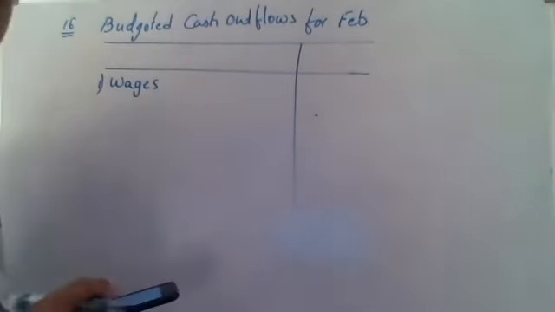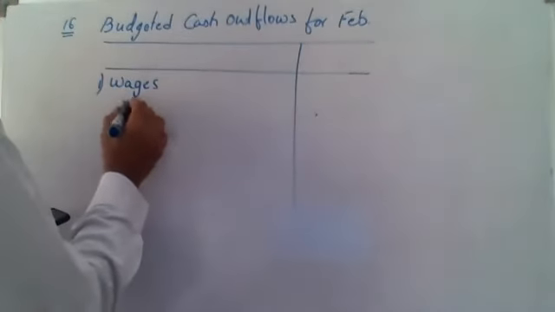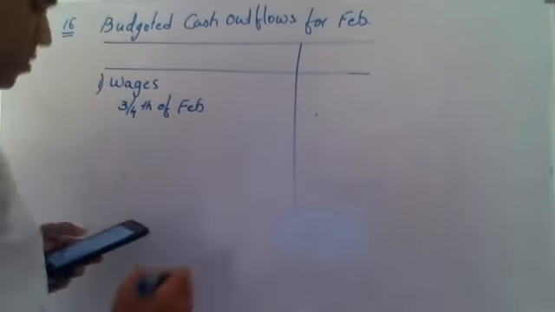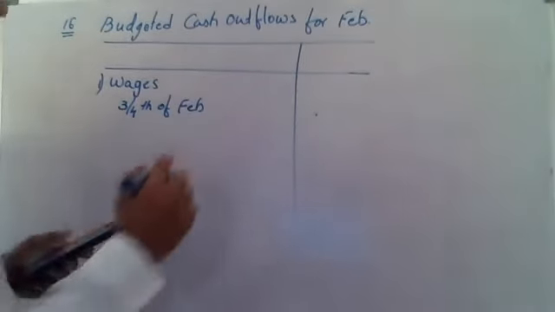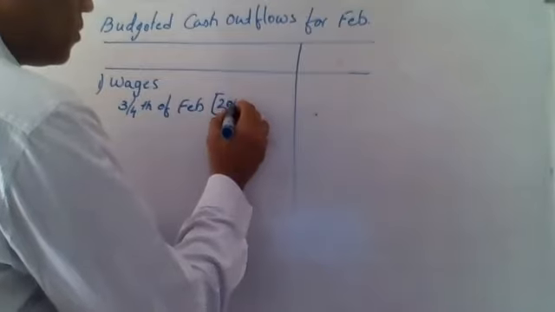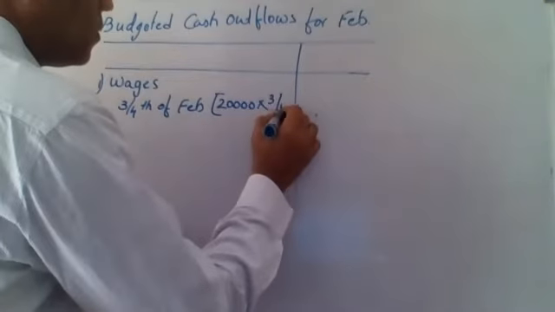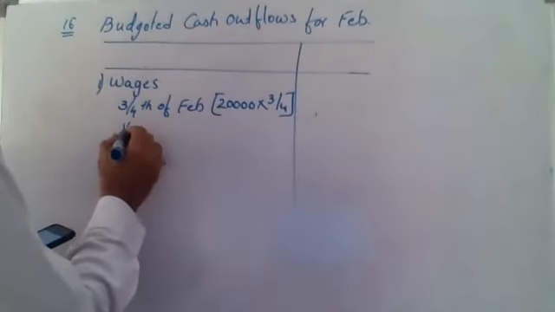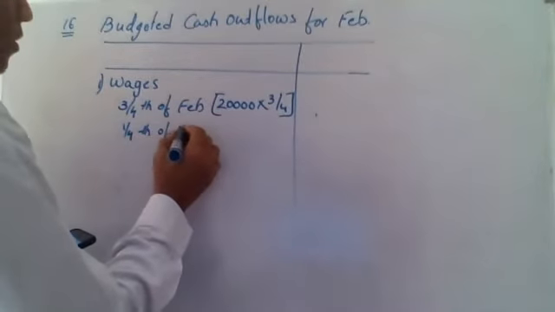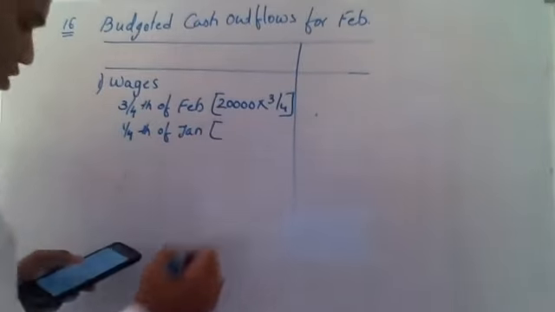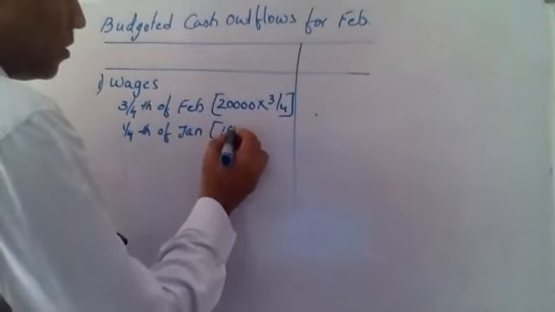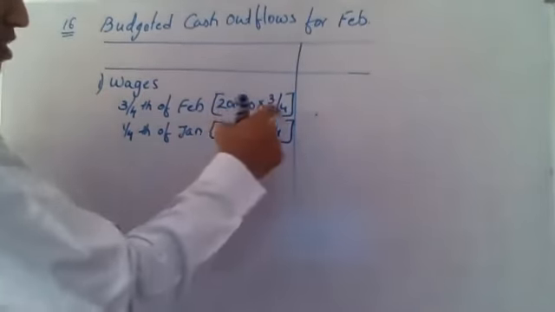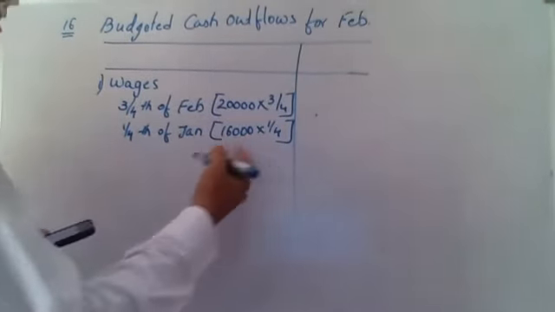Now, how much are you going to take? I will take 3/4 of February's wages. What is 3/4 of February wages? 20,000 into 3/4. How much is it? 15,000. And 1/4 of last month's. Last month's wages is given as 16,000. So 16,000 into 1/4 is 4,000. So this is 15,000 plus this is 4,000.